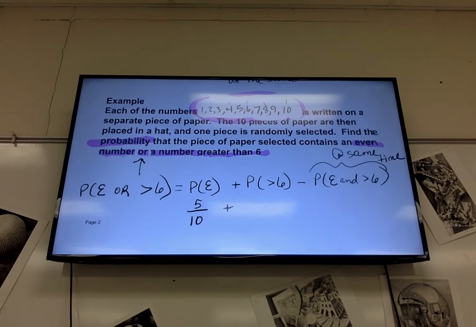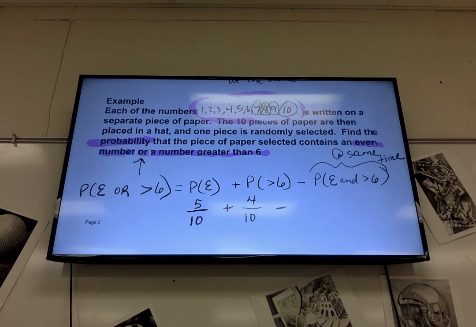Now the probability that it's greater than 6. How many numbers are greater than 6? 4. Yeah. So we have 7, 8, 9, 10. There are 4 numbers that are greater than 6. I didn't include 6 because it said greater than. If it said greater than or equal to, then I would include 6. So there's 4 out of 10 that are greater than 6.